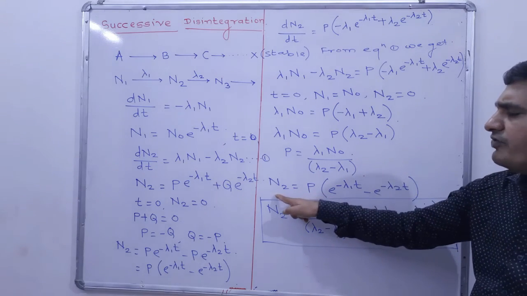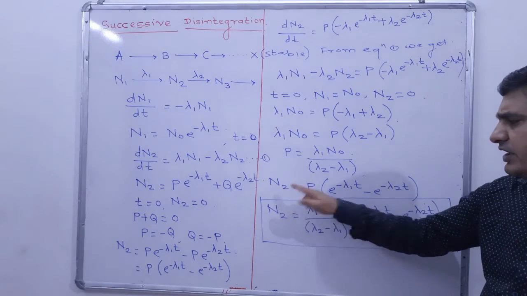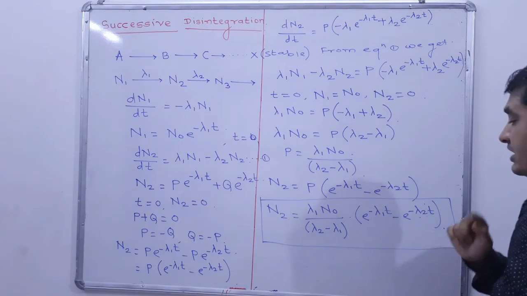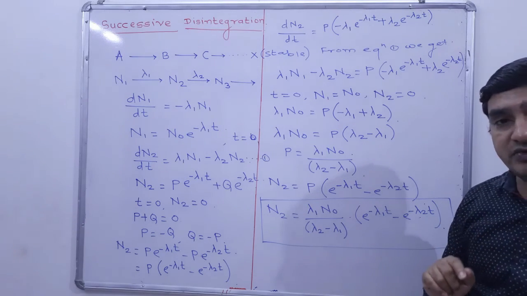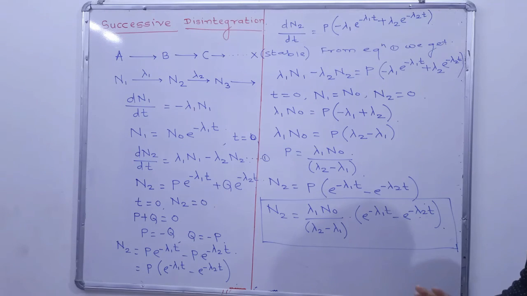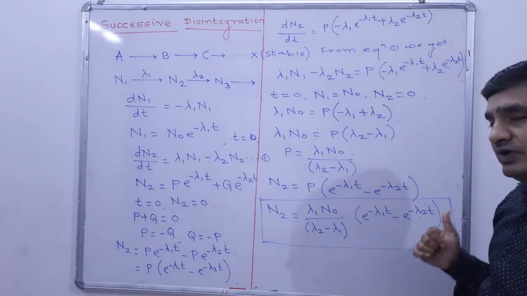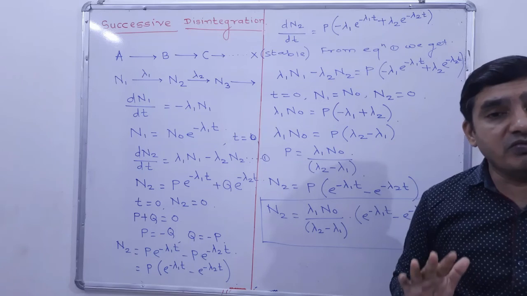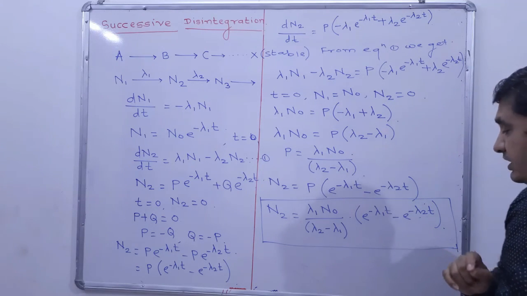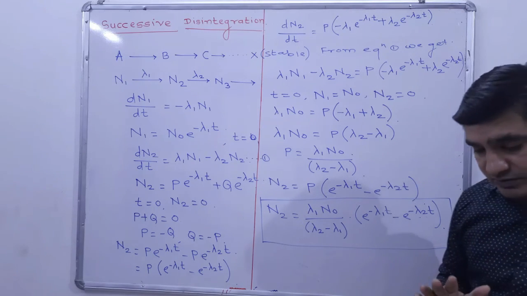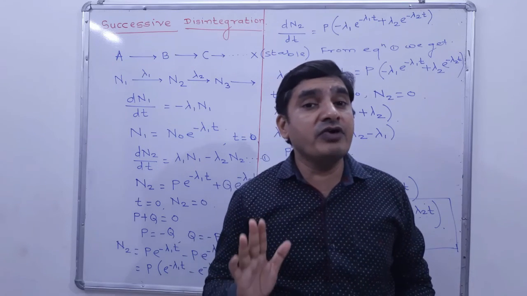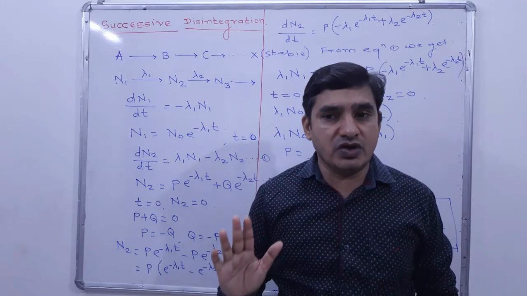We know that the number of radioactive nuclei for the daughter N2 is equal to P in bracket e raised to minus lambda 1 into T minus e raised to minus lambda 2 into T. When we put the value of P, we get N2 equal to lambda 1 into N0 divided by lambda 2 minus lambda 1 into e raised to minus lambda 1 into T minus e raised to minus lambda 2 into T. This represents the number of radioactive nuclei for the daughter atom.